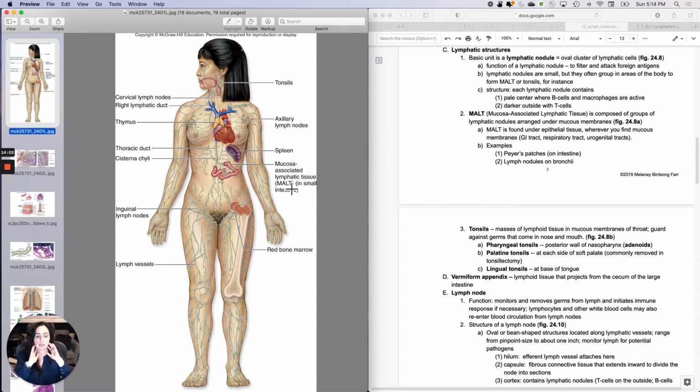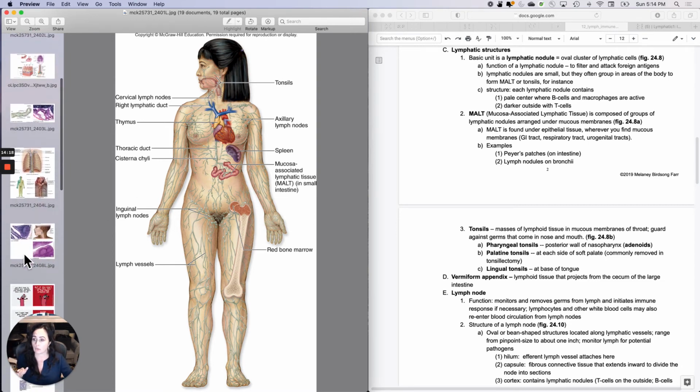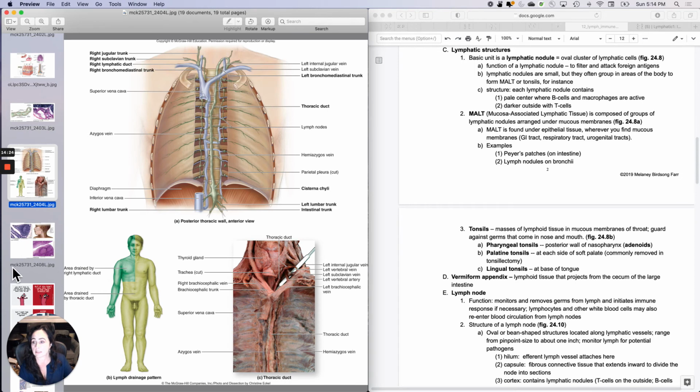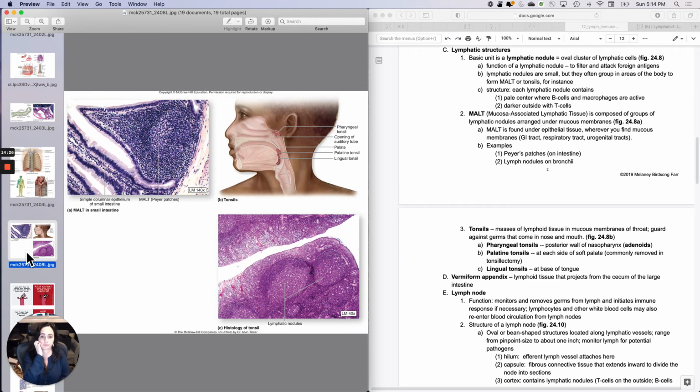Or put it just under the epithelial tissue in your respiratory tract, okay? But don't just put one of them, put a whole collection of them, okay? So that they can gang up on whatever pathogen they run into. So this is MALT right here. This is specifically MALT in the small intestine. Okay, that's MALT. It's found under epithelial tissues in mucous membranes, hence mucosa-associated lymphatic tissue.